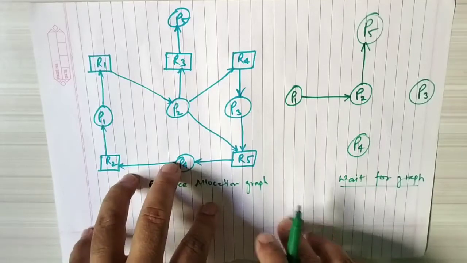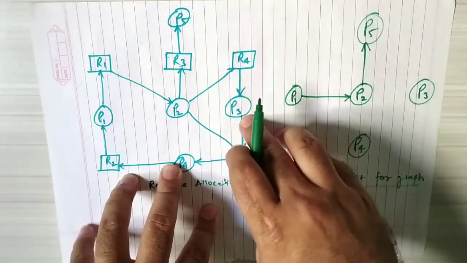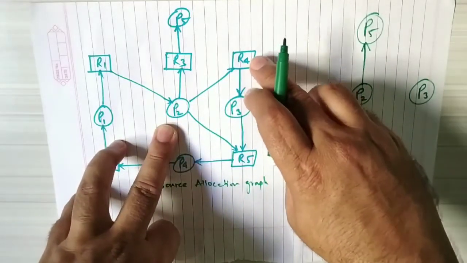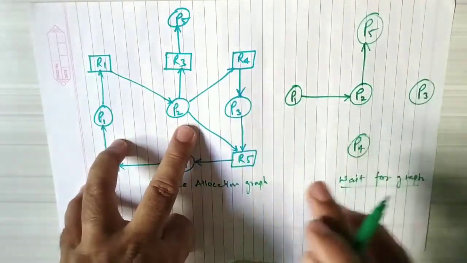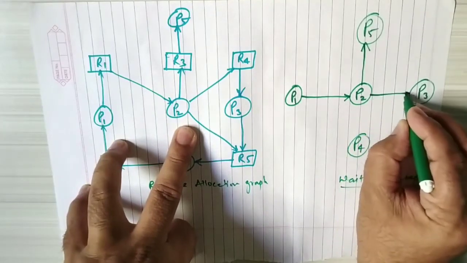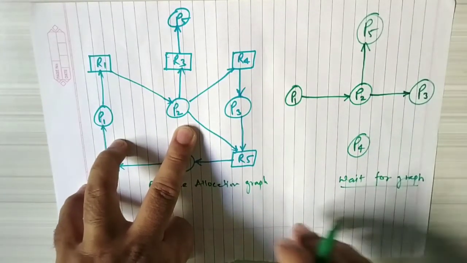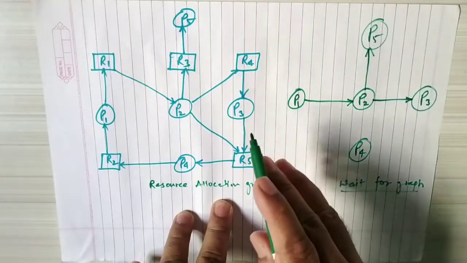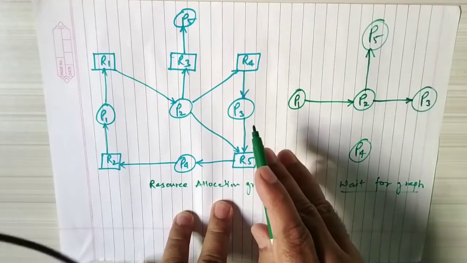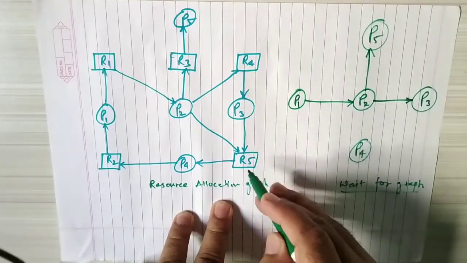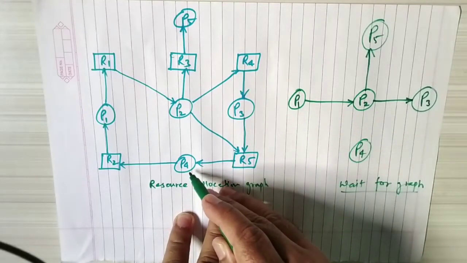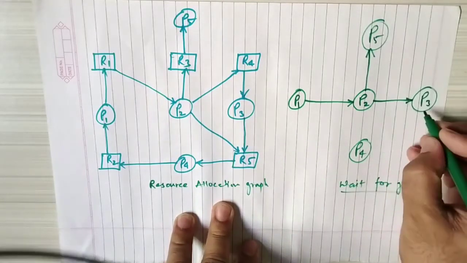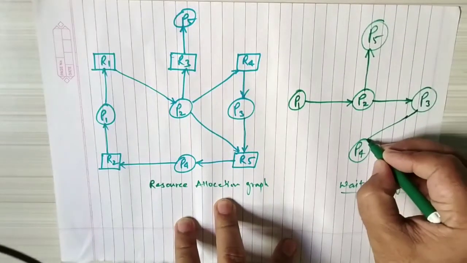P2 is also waiting for the resource R4, which is being held by P3. So indirectly P2 is waiting for P3. Then again, P3 is holding R4 but is waiting for R5, which is being held by P4. So P3 is indirectly waiting for P4, so we can make the direction in this way.